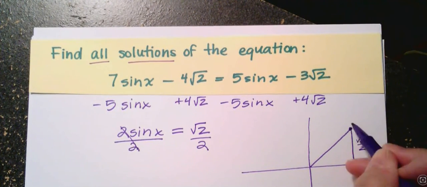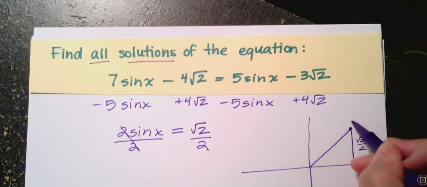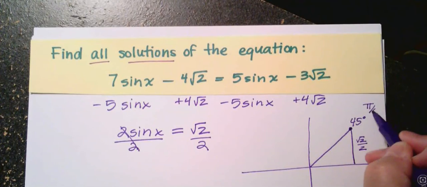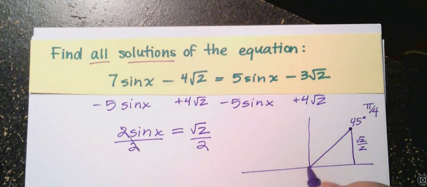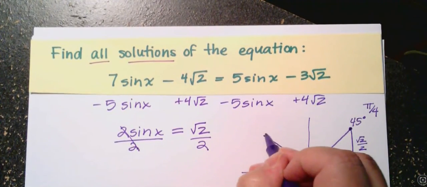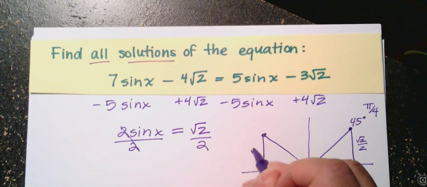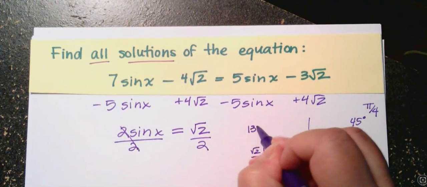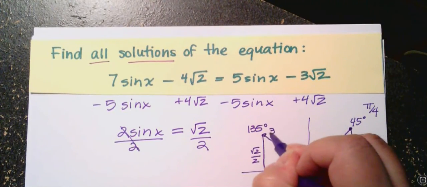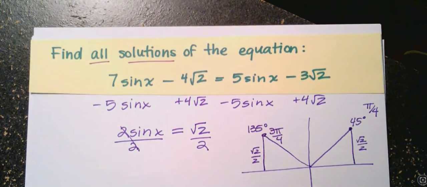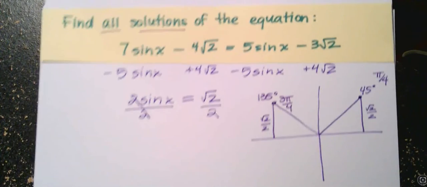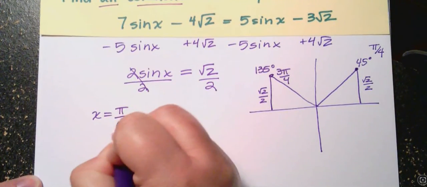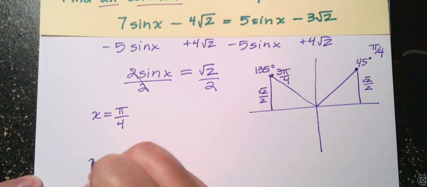Remember, the sine is the y. So that's at 45 degrees or at pi over 4 in radians. And I know the same thing happens over here. Okay, square root of 2 over 2. And that is 135 degrees or 3 pi over 4 in radians. All right, so those are basically my answers at this point, is that x equals pi over 4 and x equals 3 pi over 4.